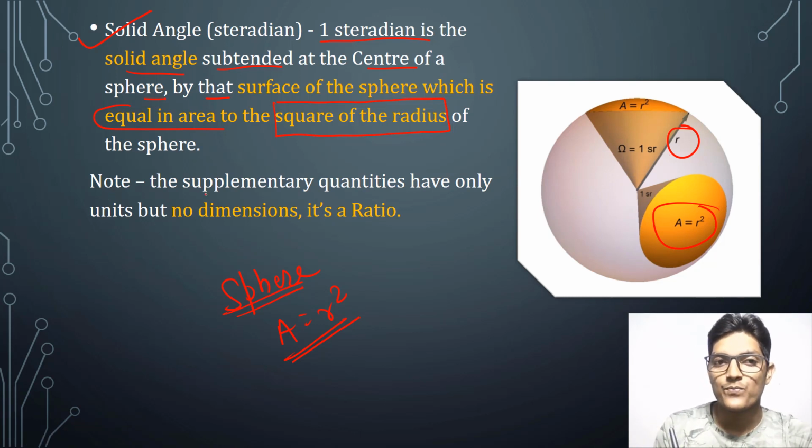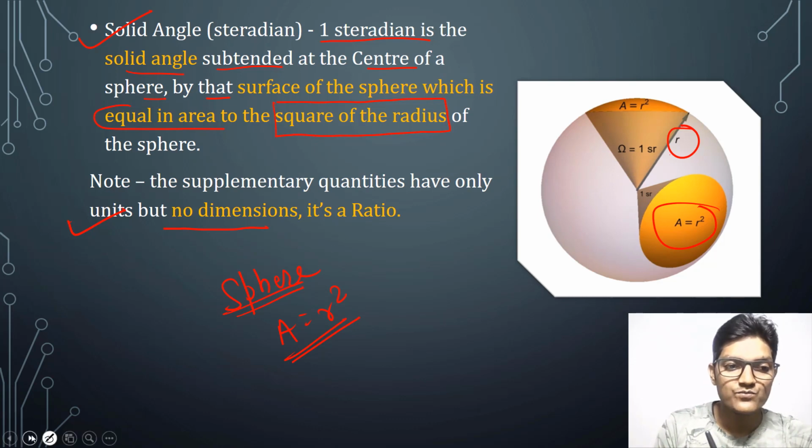Okay, and see, the supplementary quantities like solid angle, or the plane angle, have only units but no dimensions, because it's a ratio. That is why.